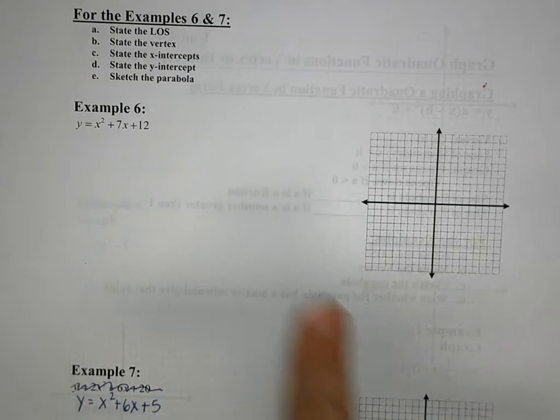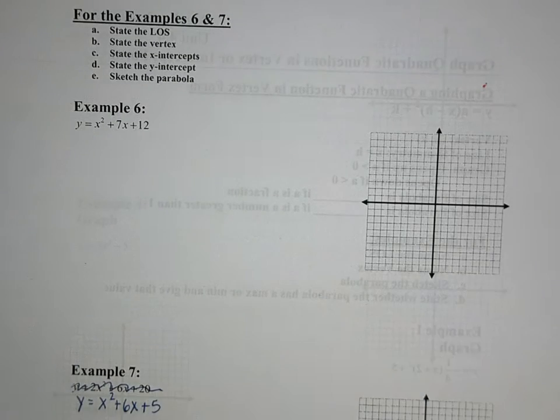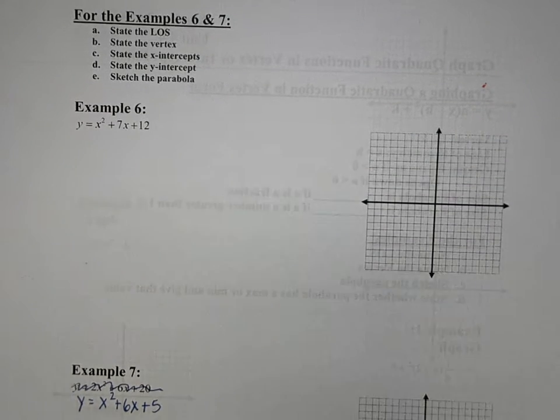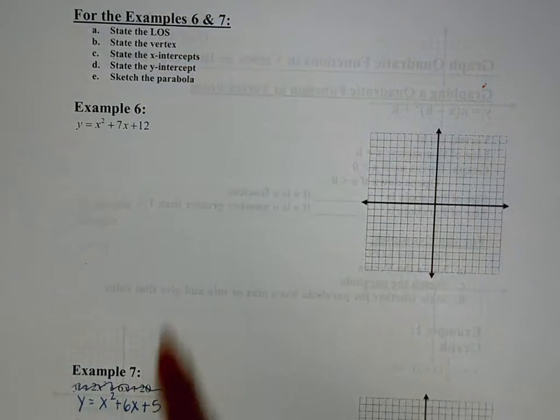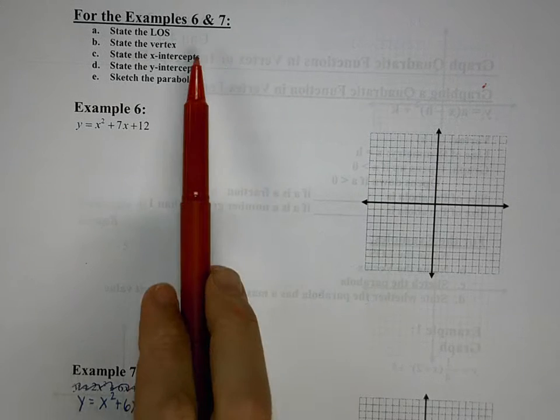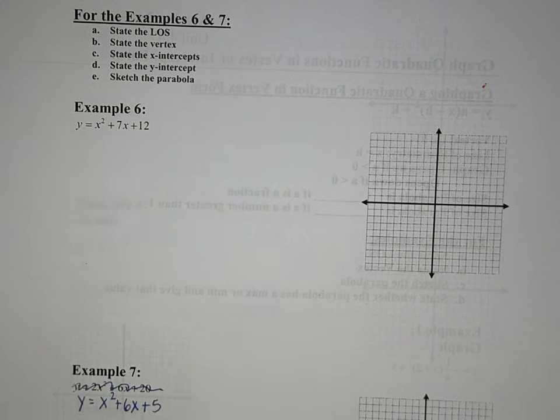All right, so now we're moving on to examples 6 and 7. If you look here, they've asked for a few more things, okay? They want your line of symmetry, they want your vertex, but they also want to know your x-intercepts, your y-intercepts, and they want you to sketch the parabola. So there's a little bit more information.